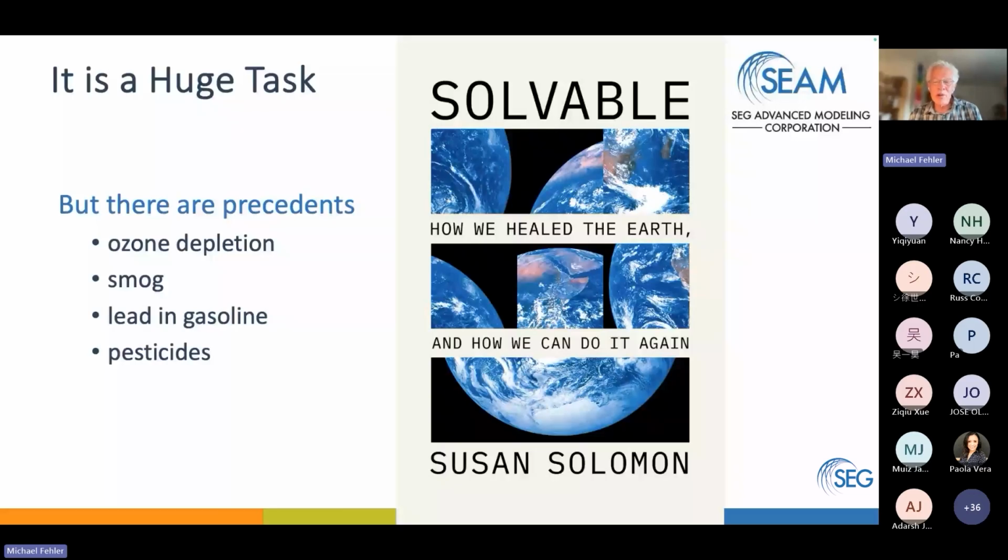It's a book by Susan Solomon, who was involved in the discovery and understanding of the ozone hole. She goes through a number of scenarios of things that we have done to address environmental problems globally, things like the things that are listed here. So this is a really good book. If you have concerns about whether we can meet this challenge, I think this book will convince you that challenges are big, but we can meet them.